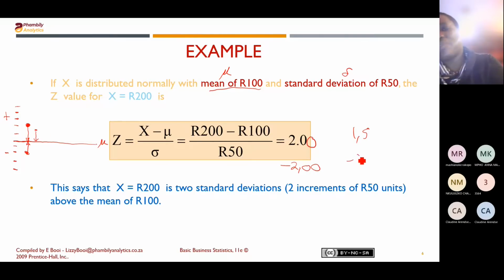If the answer was -3.57, let's assume that would be the answer for one of the Z-scores, we go to the bottom, the negative side, and we say 1, 2, 3, and 0.57 will be somewhere there, and we'll say that point is sitting at -3.57 standard deviations away from the mean. And that's how you will interpret this.